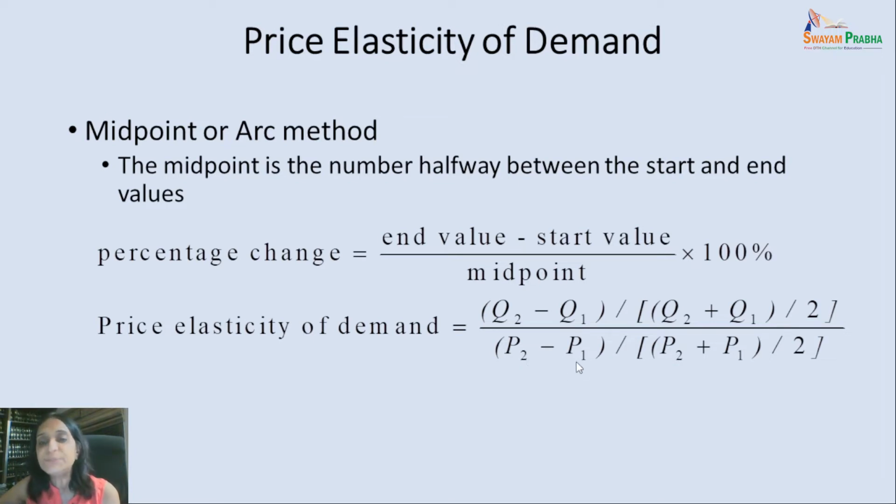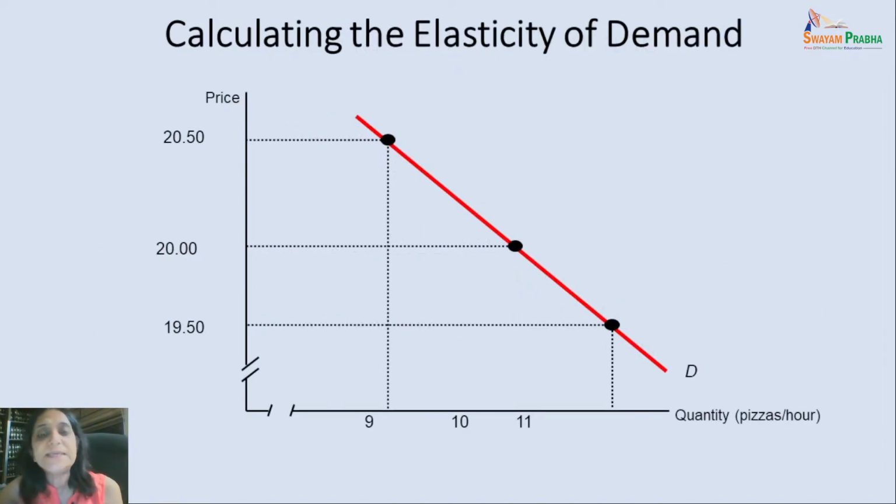P2 minus P1. This is divided by the average level of price, wherein we are taking the sum of new price P2 plus P1, which is the original price, and we are dividing it by 2. So this will give you half or midpoint or average. This method of finding elasticity of demand is called the midpoint or the arc method. Now we'll see the calculation of elasticity of demand using this midpoint method.